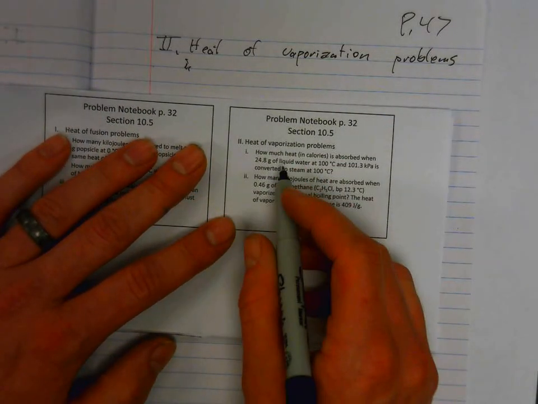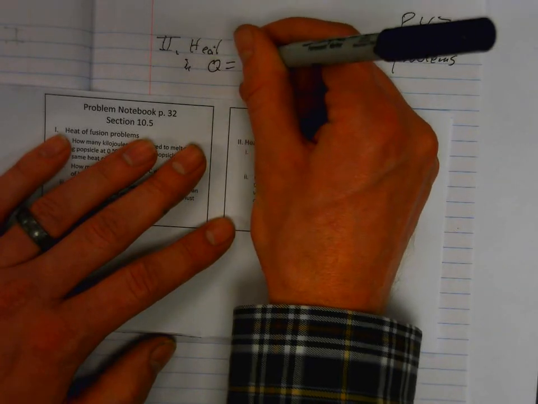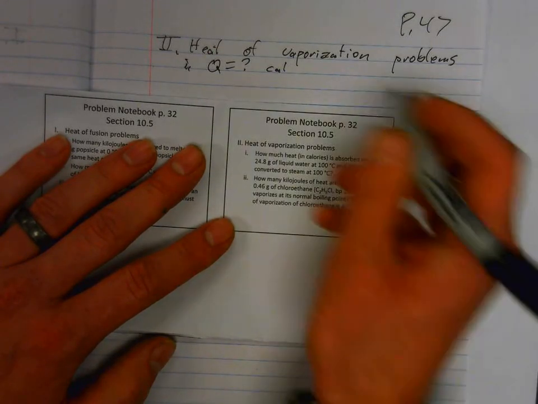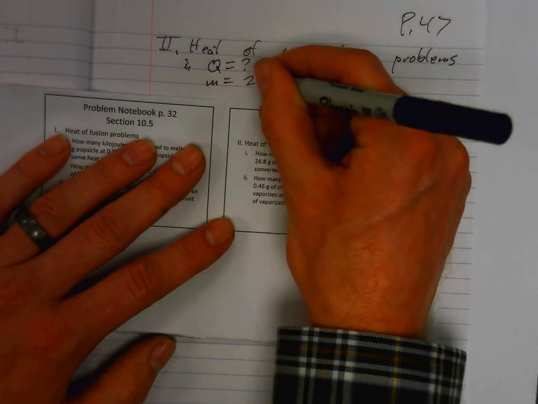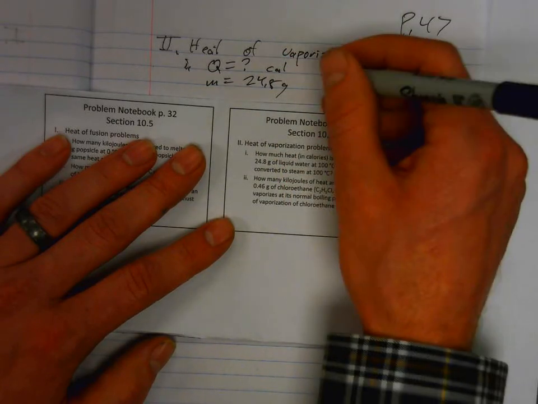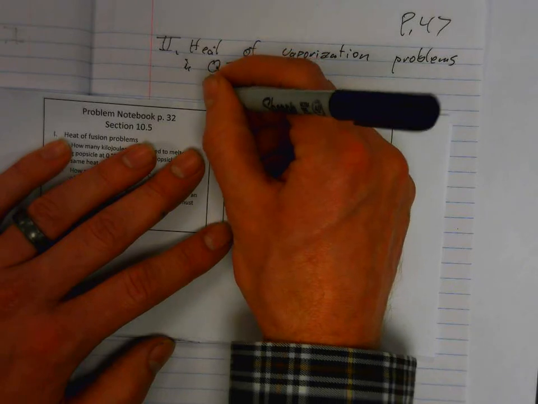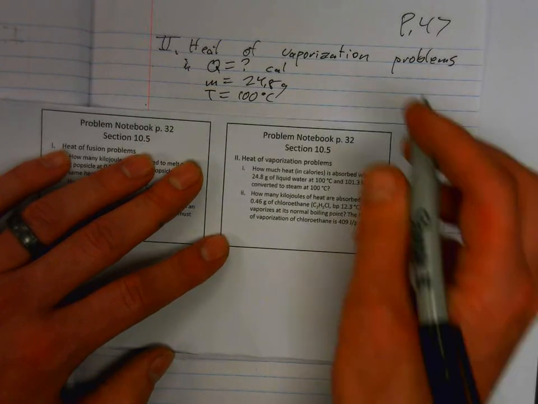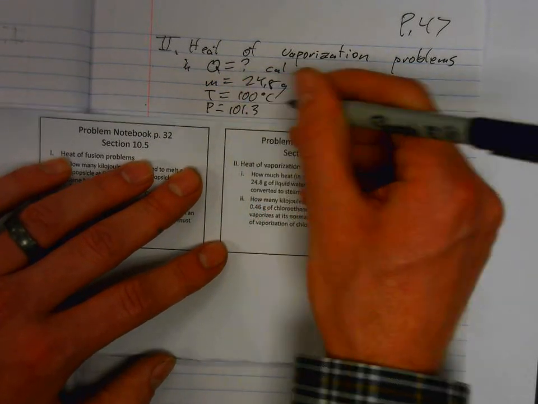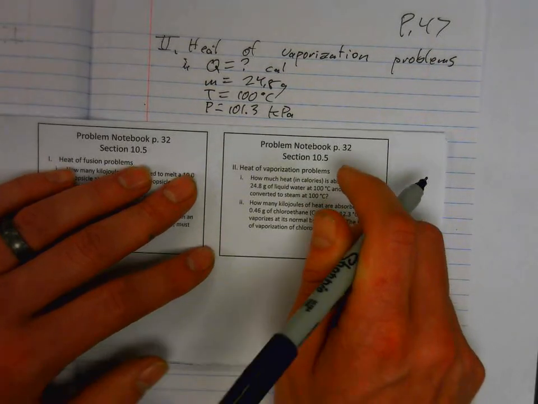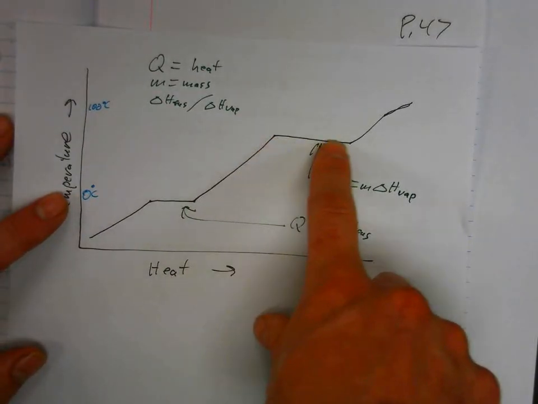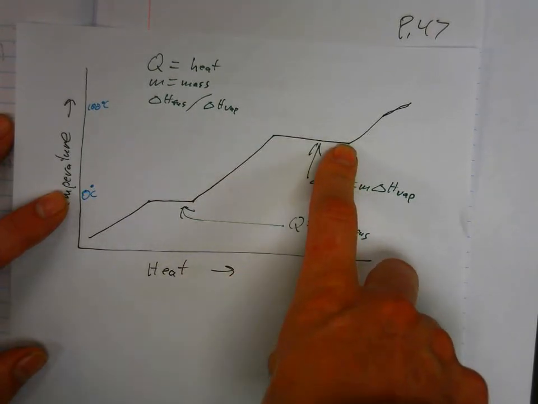So we have the heat as the unknown. Q is unknown, and in calories. The mass is 24.8 grams. And the temperature is 100 degrees Celsius, and the pressure is 101.3 kilopascals, and it remains at 100 degrees Celsius. So there is no temperature change. We're dealing with this point right here. It starts at 100 and remains at 100 degrees Celsius.